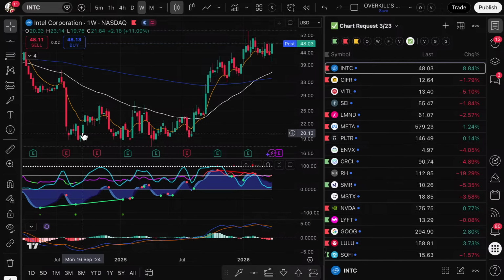And sometimes it might chop around for a long time. But you could have been buying Intel for about a year down here at these prices. Bought it right there in May. You could have bought it right here in August. You could have bought it right here in January. Bought it right here in July. And then boom, now you're cashing out.